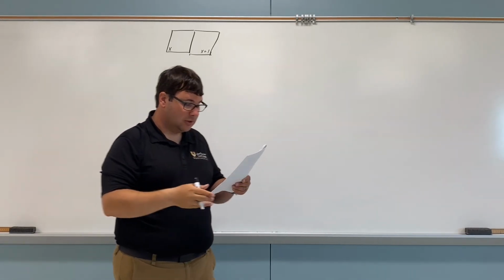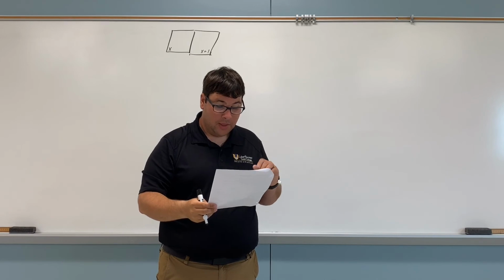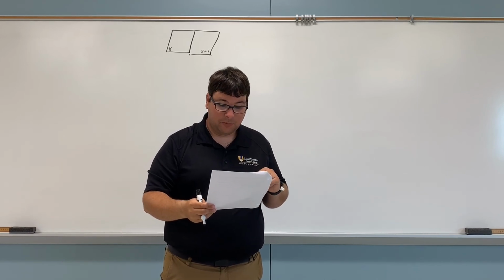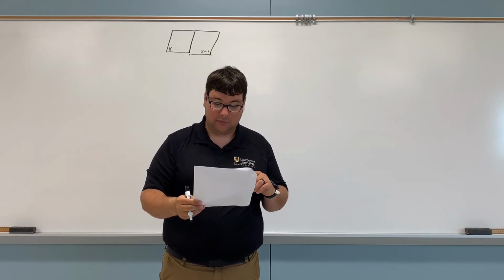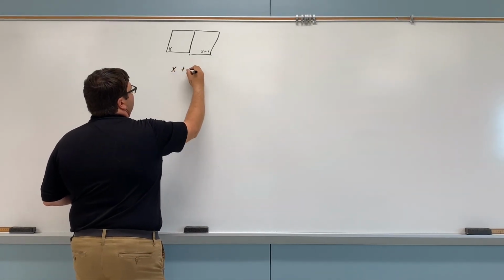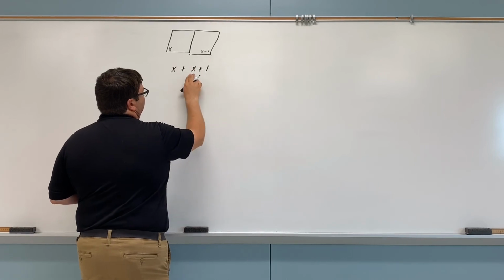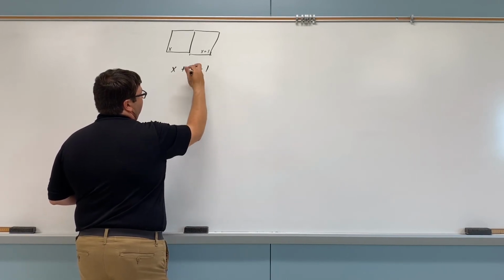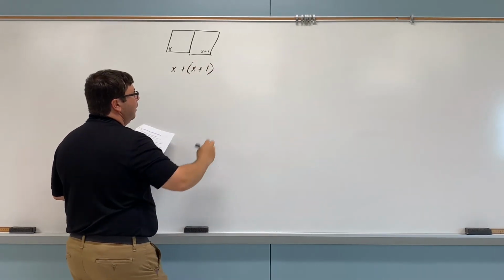So let's reread it just one more time, make sure we're good. It says the left and right page numbers of an open book are 2 consecutive integers whose sum is 469. So we have X plus 1. Remember, this is page 2 right here. If it helps, you can put parentheses.